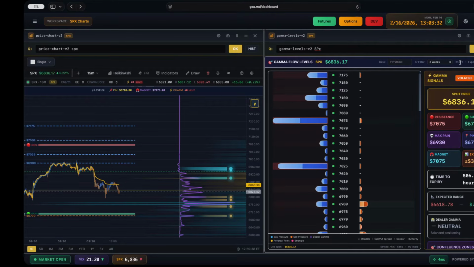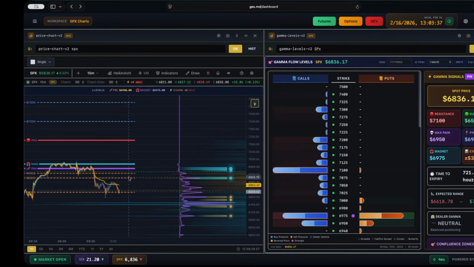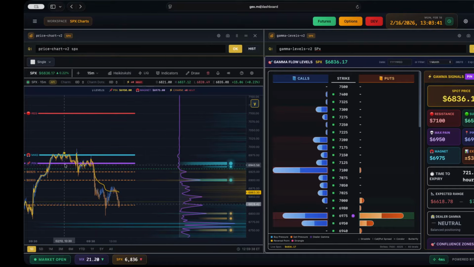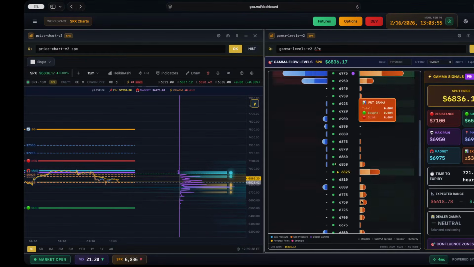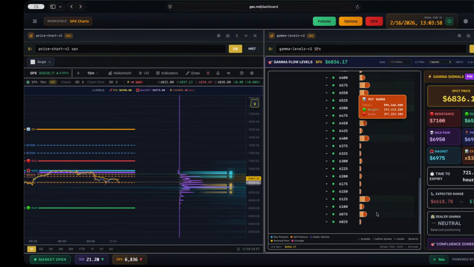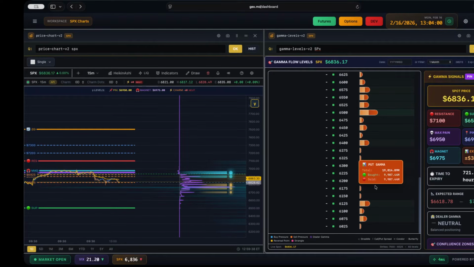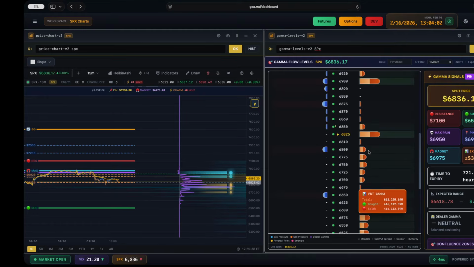And then you can move this to 21 DTE, or you want to see monthly. And then on monthly you got different data. This is the magnet for the monthly. This is the pin. And the support on the monthly is 6500. Take a look at this. Then you get all the data right here. And then you can go even to 6100.